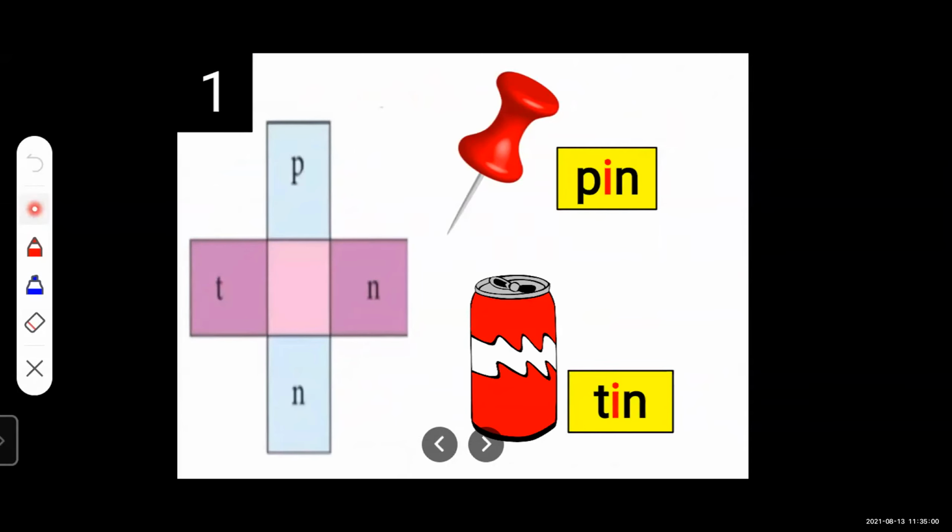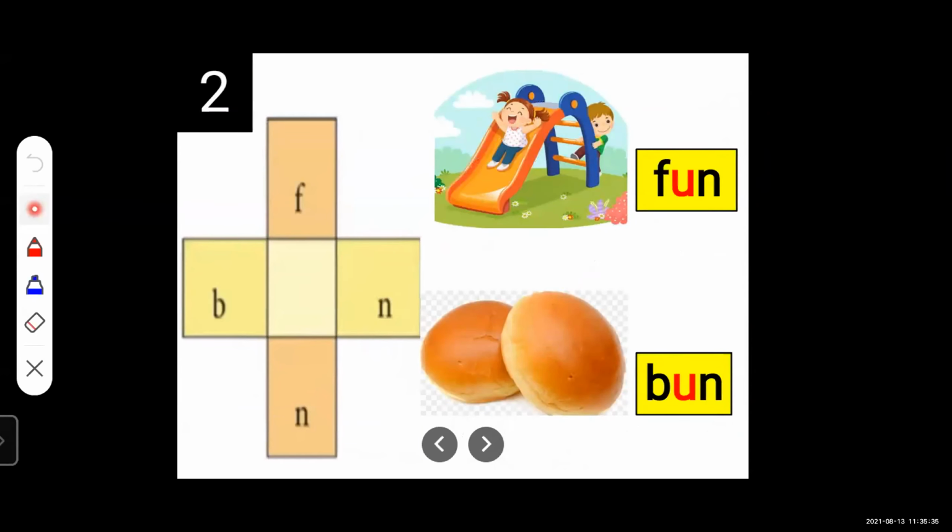Students, everyone gave the answers very correctly. Now we see with pictures. So in the first box, we form two words, P-I-N, pin, and T-I-N, tin. So we form new words. In the middle of the box, we write I. Okay? Vertically and horizontally, we can form two words. Now the second box. Here also your answer is correct. Bun and fun.